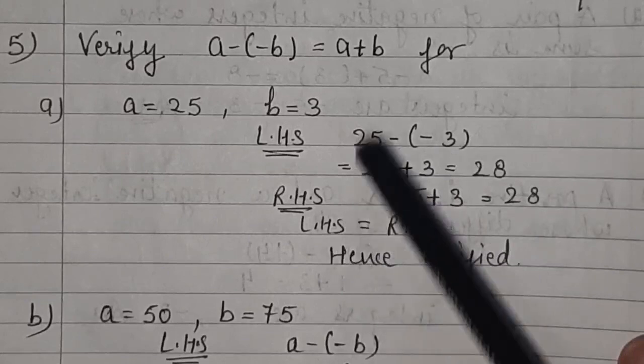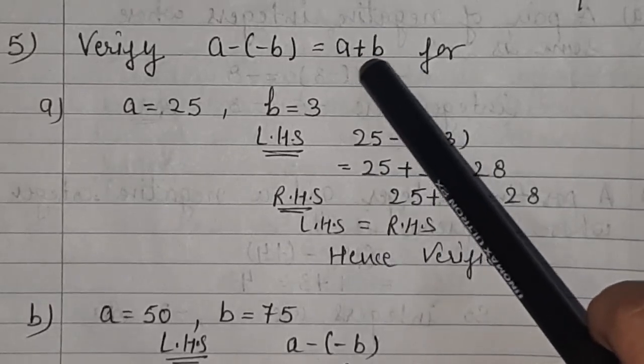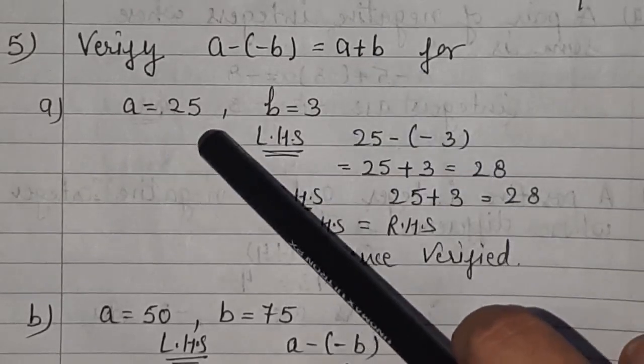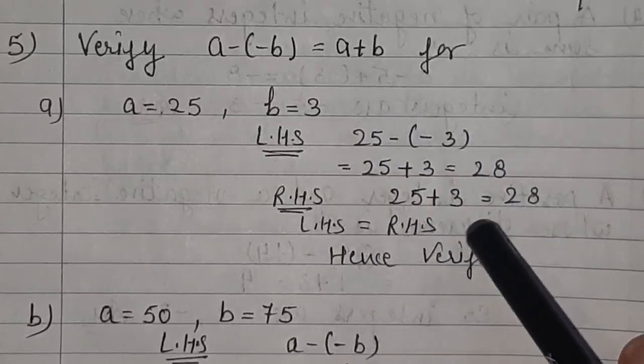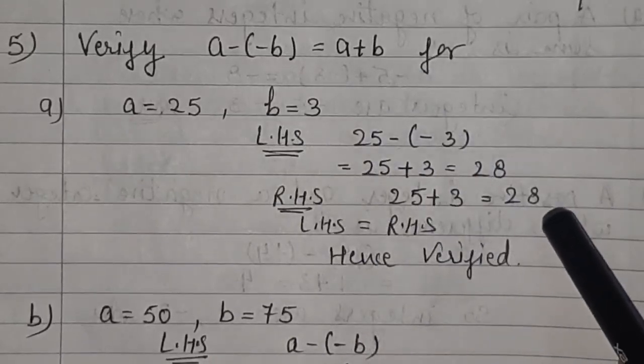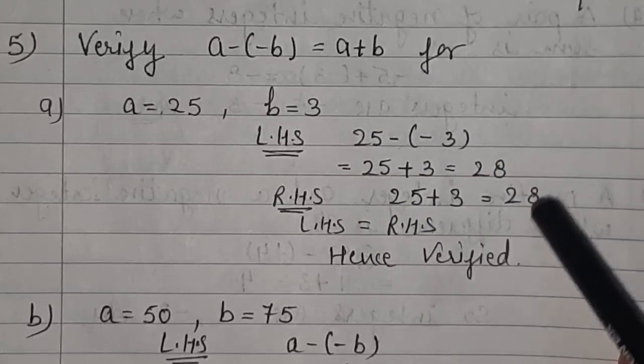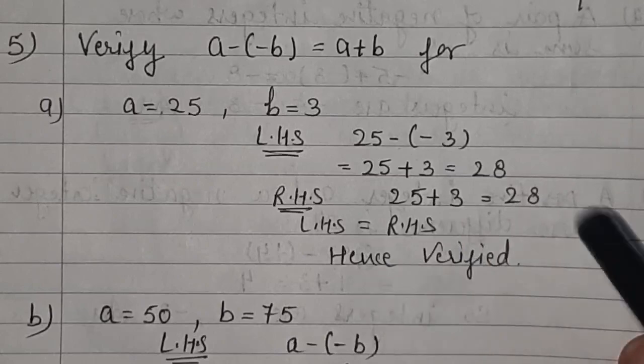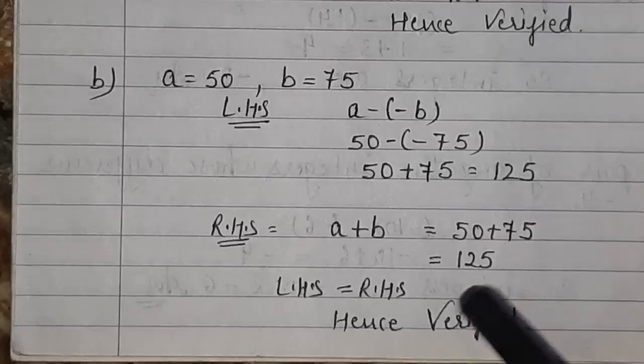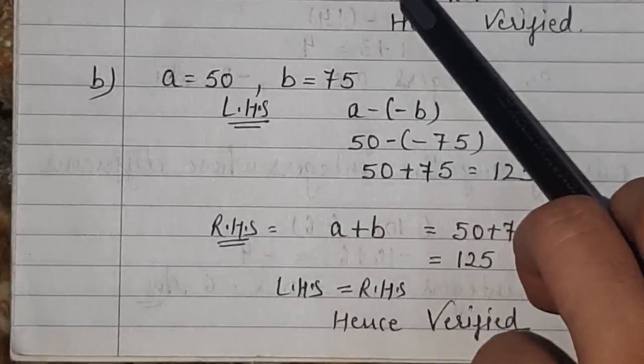Now come to the right hand side. The right hand side is A plus B, meaning 25 plus 3, and when we add, it comes to 28. Now here you can see both the left hand side and right hand side are equal, 28, so hence verified. Similarly, you can do the B part of the same question.